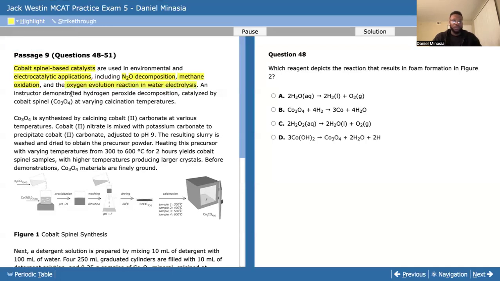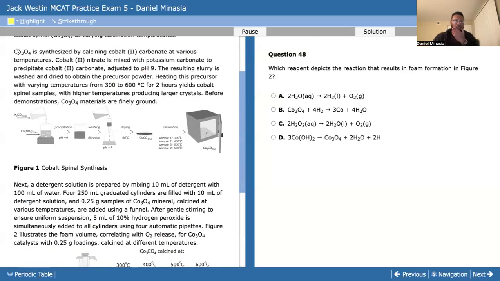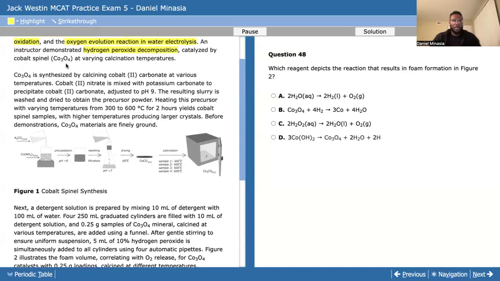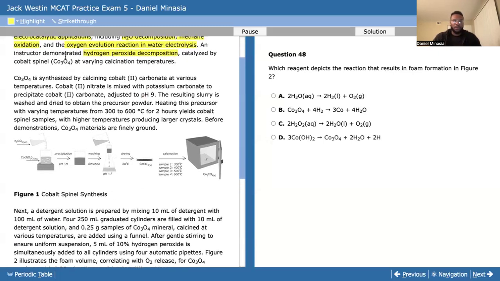All right, cool. An instructor demonstrated hydrogen peroxide decomposition catalyzed by cobalt spinel at varying calcination temperatures. Okay, so hydrogen peroxide decomposition. Okay, I'm going to highlight that as well. All right. So this compound, cobalt spinel, is made by calcining cobalt, I hope I'm saying that right, calcining cobalt carbonate at various temperatures.